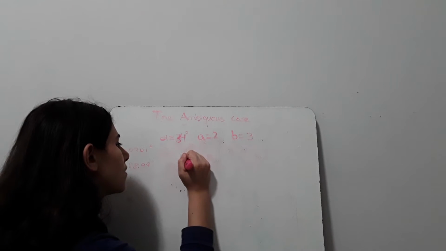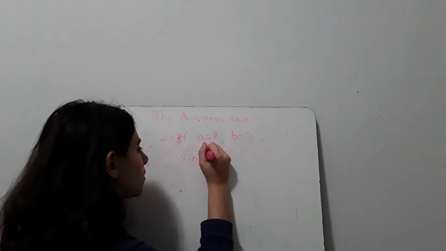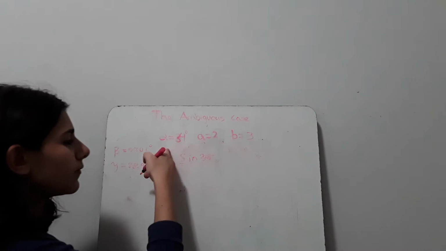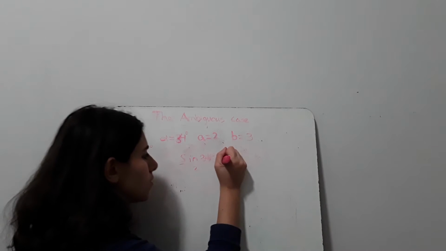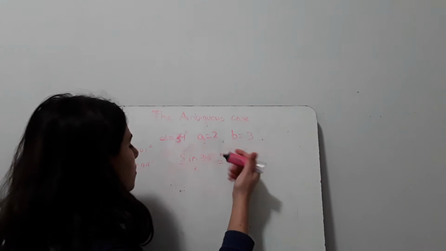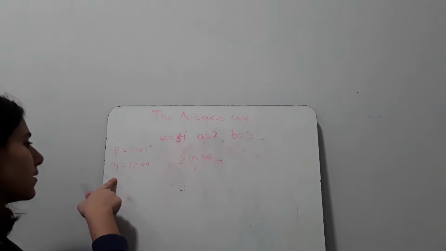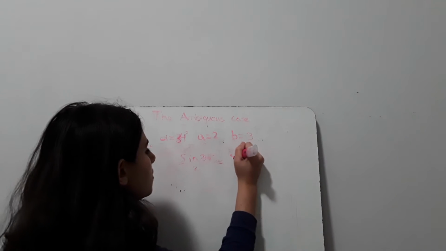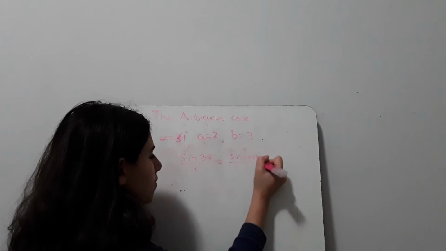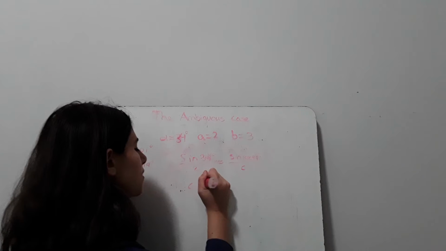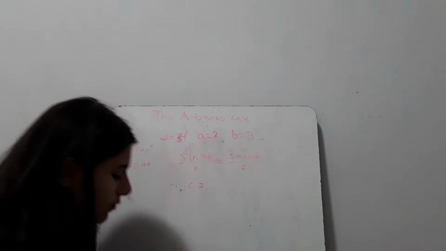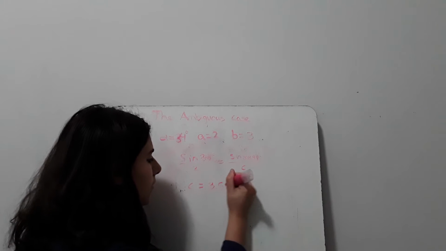which would be sine of 34 degrees, or the sine of alpha over A, which is 2, is equal to the sine of 88.99, since gamma corresponds with side C, over side C. And when we solve this with a calculator, we get that side C is 3.58.